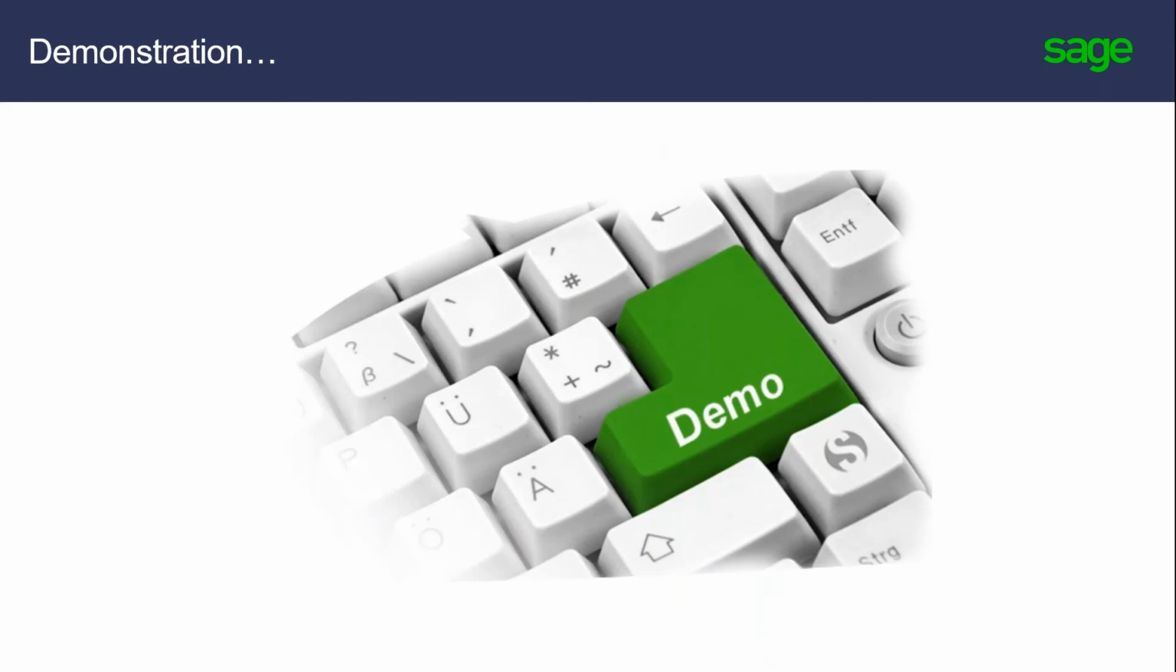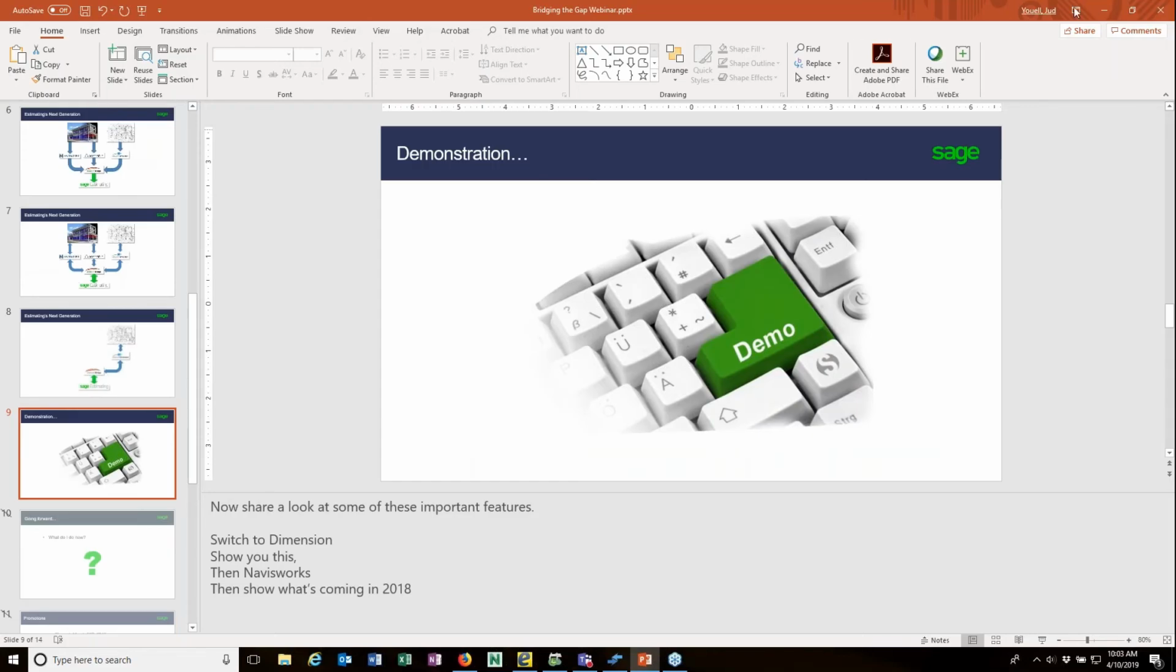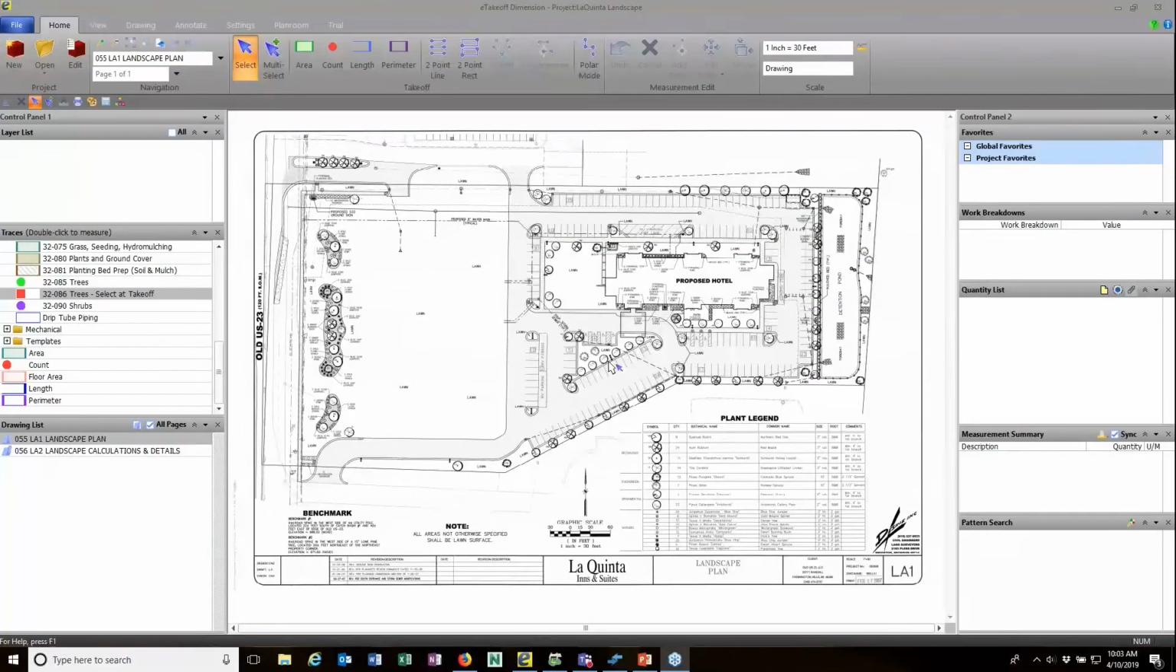Let's get to the demo and see what it actually looks like. I'm going to start in eTakeoff Dimension. This is the 2D takeoff tool that Sage has. I've got obviously a very simple project here. It's a landscape plan, as if I'm a landscape contractor.